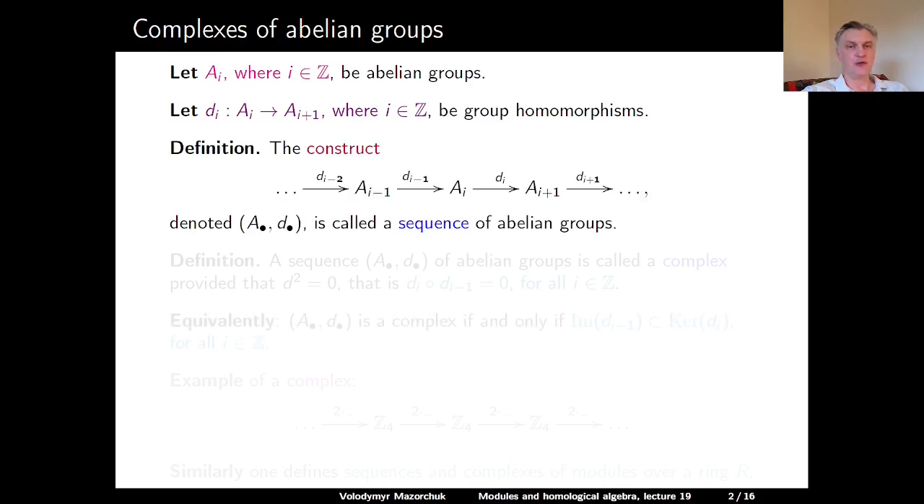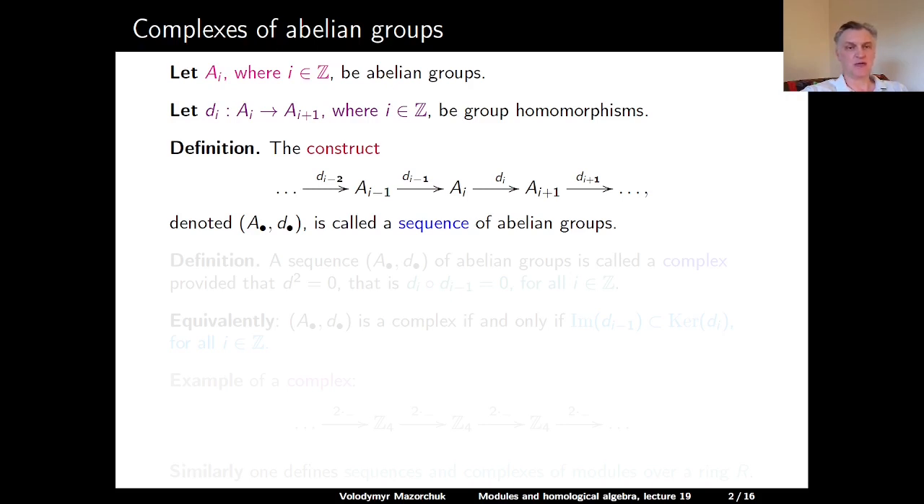Definition: the following construct is called a sequence of abelian groups. So we simply write our abelian groups A_{i-1}, A_i, A_{i+1}, and so on in both directions, and we connect them by our homomorphisms: d_{i-1}, which goes from A_{i-1} to A_i, d_i, which goes from A_i to A_{i+1}, and so on in both directions.